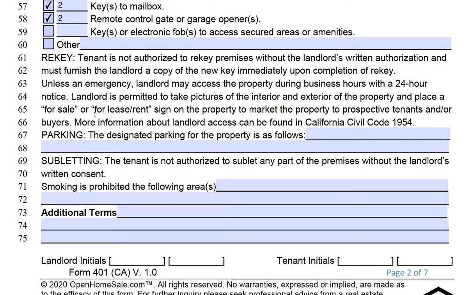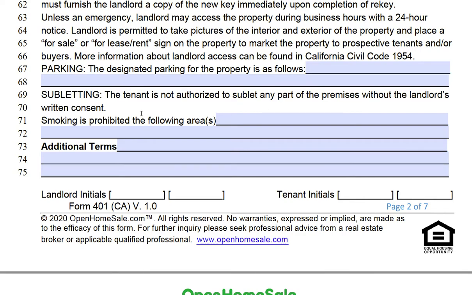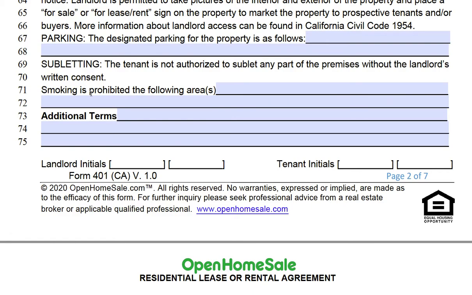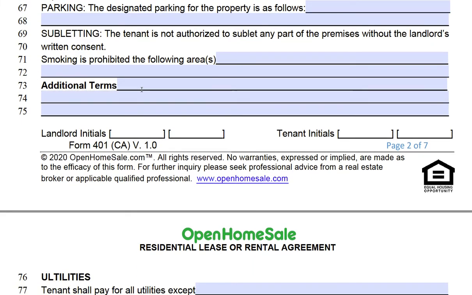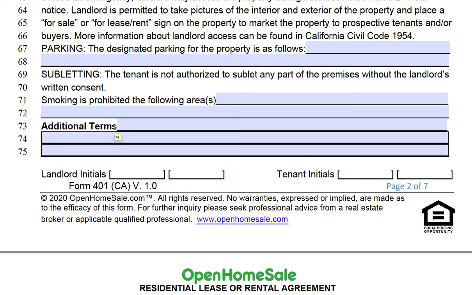Section about rekeying, parking, and subletting, of course, is not allowed without the landlord's consent. A section for smoking, and then more additional terms. These are very handy to write in. Anything that wasn't explicitly addressed above that you may want to add, you can write in here. The nice part about this form is you can customize nearly everything in it.